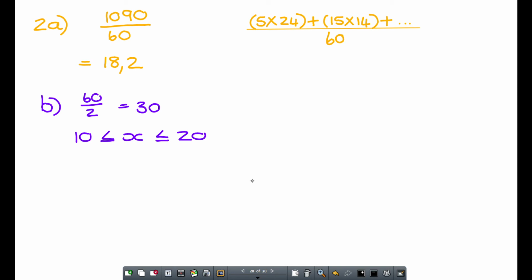Okay, maar hulle wil nie die klas interval hê nie. They want the median itself. So I need to get the midpoint of this class. So therefore the median would be 15. Want dis mos tussen die 10 en die 20, nee? You guys good with that?